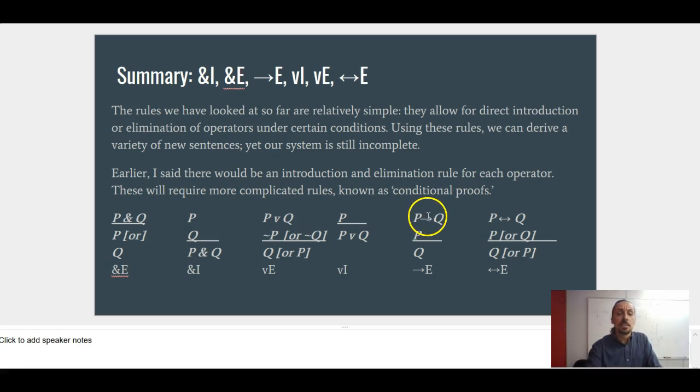Conditional elimination: if P then Q, P, therefore Q. So if I have a conditional and the antecedent, I can give you the consequent. And for any biconditional, if I have one side of the biconditional, I can give you the other. So those are the basic, simple rules of introduction and elimination that we have.